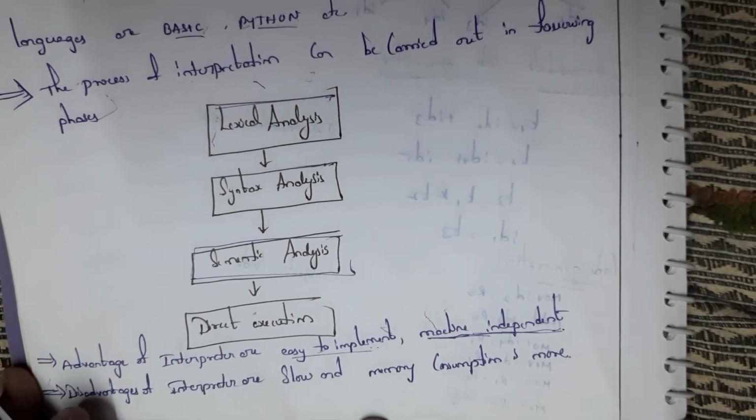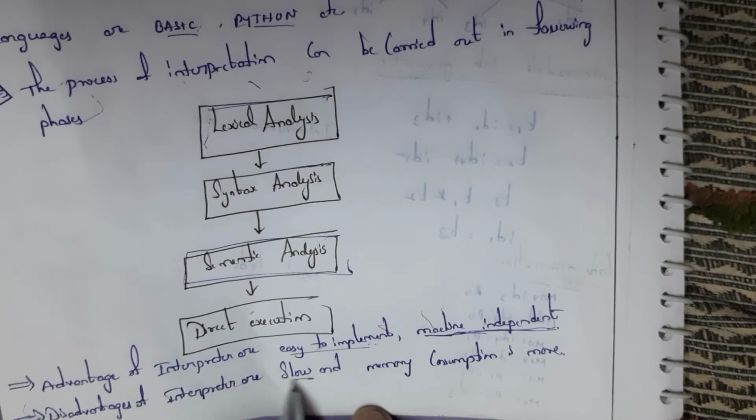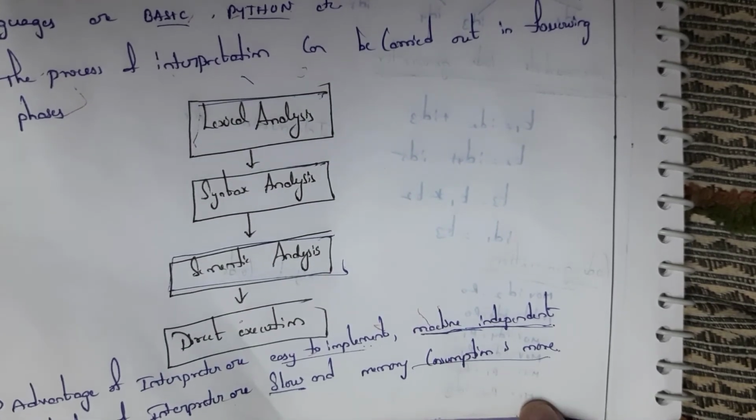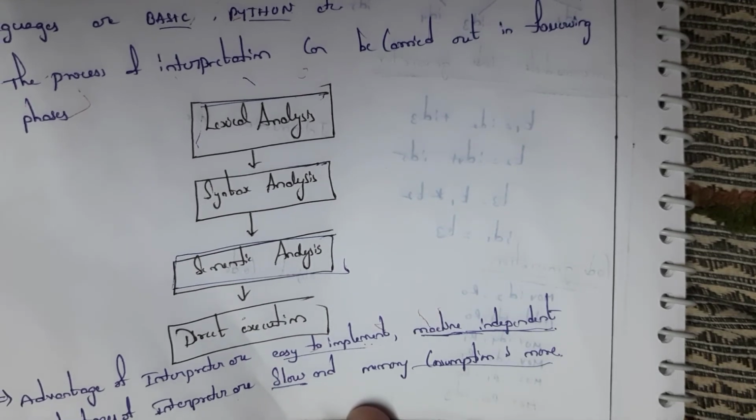What are the disadvantages? Interpreters are slow and memory consumption is more. This interpreter is very slow when compared to a compiler and it occupies more memory.